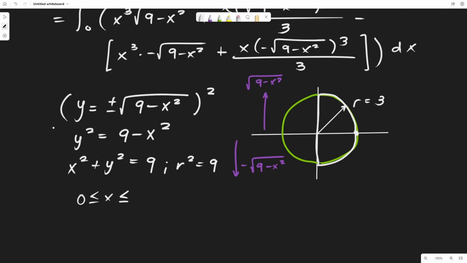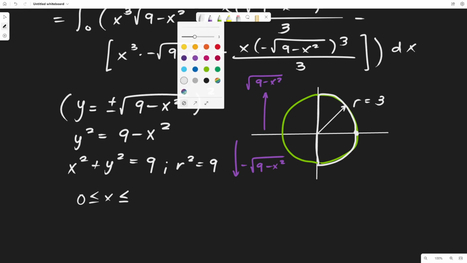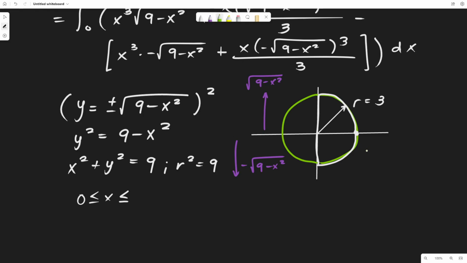So translate lang natin this, no? Yung x squared plus y squared is equal to 9. Translate lang natin into x, no? So therefore, the formula is x is equal to square root ng 9 minus y squared, no? So we have here 9 minus y squared. Ayan. Okay, from 0 to square root of 9 minus y squared.